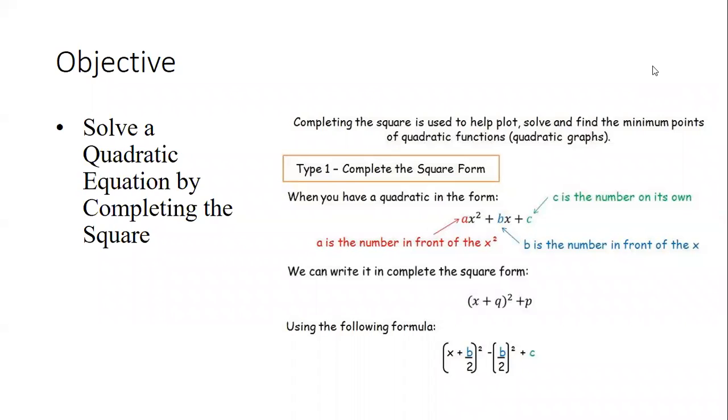All right. Our next part of 1-3 is solving a quadratic equation by completing the square. Completing the square is used to help plot, solve, and find minimum points of quadratic equations.